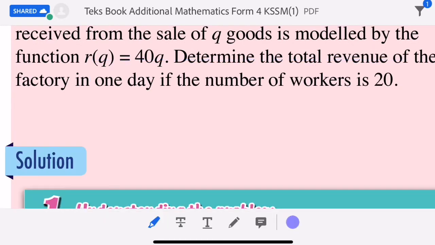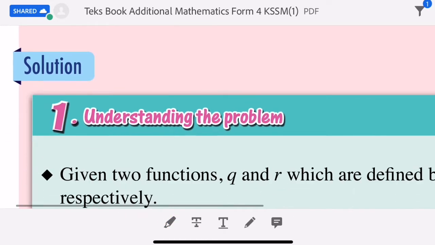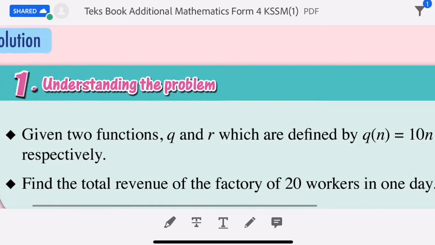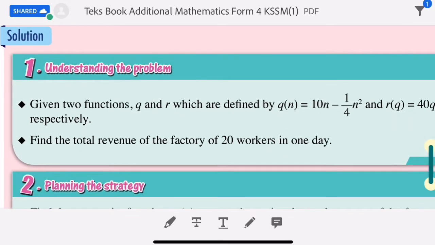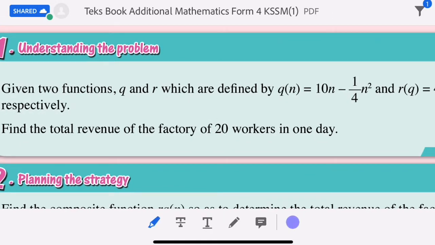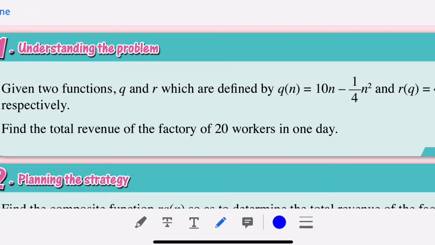When you solve a HOTS question, you need to follow the steps. We do it in an organized way so that we won't panic. We will use the first step, which is understanding the problem. I call it U, understanding the problem. We start with U. You are given two functions, right?